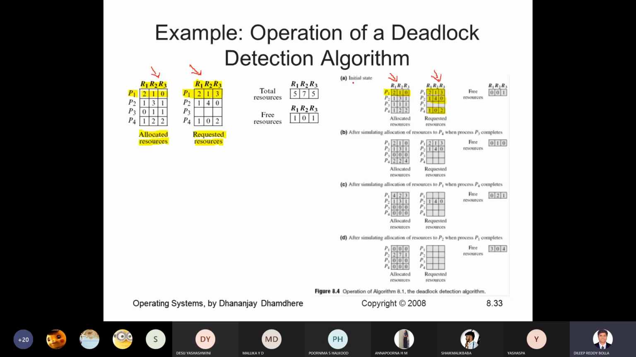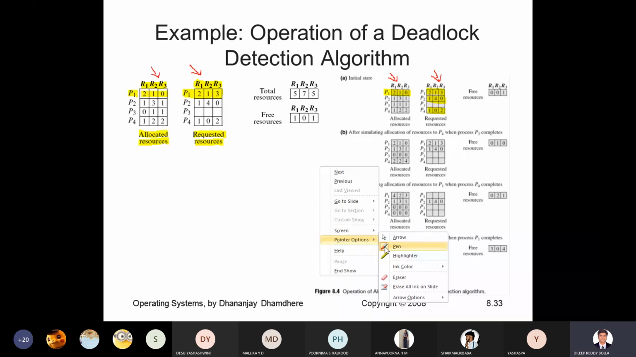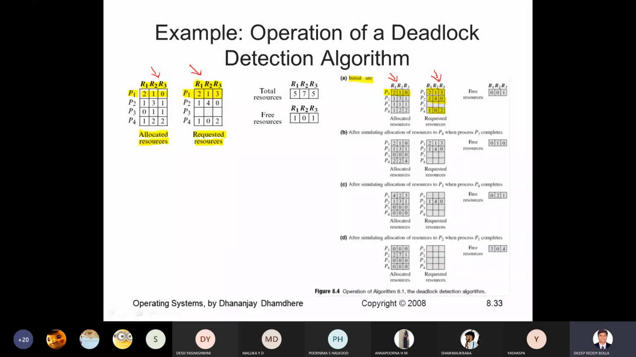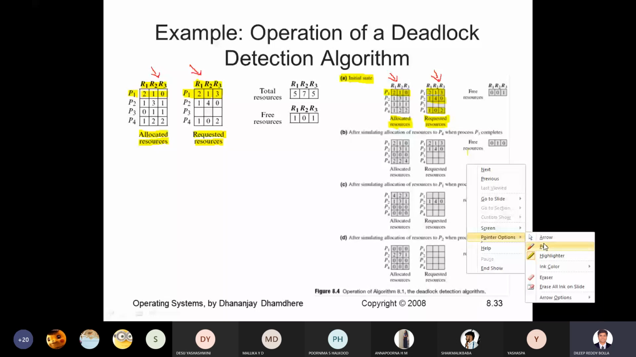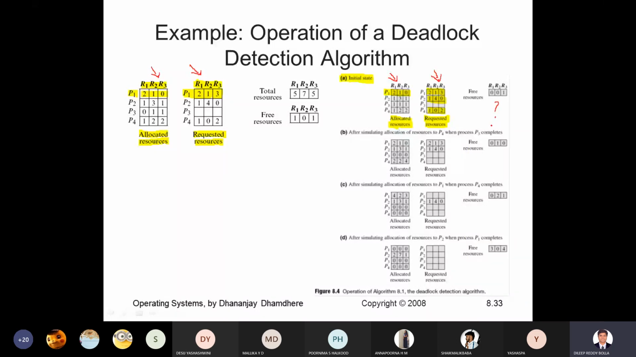So this is called the initial state. Initial state is what we are trying to do. Allocated resources are done, and requested resources have also been computed. Allocation is done and request is done. Now, how did you get this value here? Any one of you can explain how you got this? Free resources 001. How did you get that number 001? Anyone?